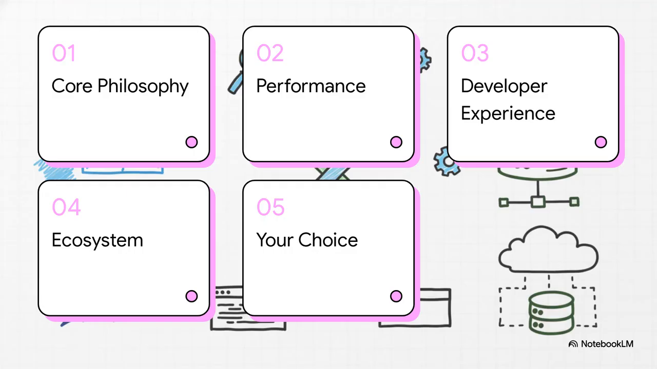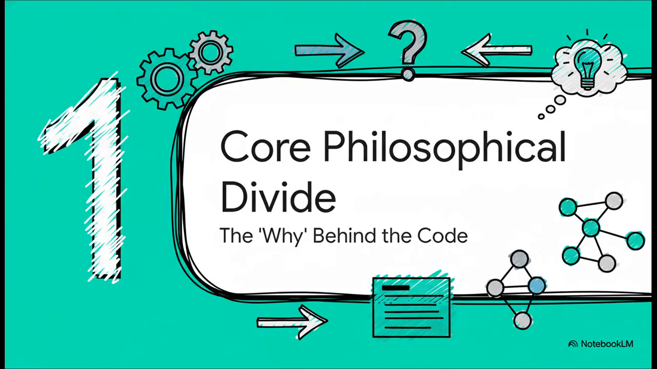And here's our game plan. We're going to start with that core philosophical divide, the real why behind it all. Then, we'll see how that why impacts what your users actually feel when we talk performance. After that, we'll switch gears and look at what you feel as a developer. We'll explore the real-world ecosystem, and finally, we'll put it all together to help you make that big decision. Okay, let's dive into section 1, the core philosophical divide.